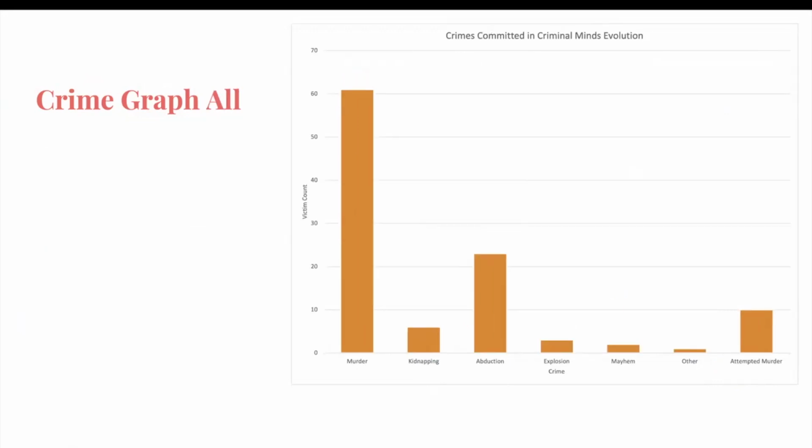This is the crime graph for all 3 seasons of Evolution. There have been just over 60 murders, quite a few abductions, quite a few attempted murders, and just a handful of kidnappings, explosions, mayhems, and others. Some victims may be counted twice if they were the victim of multiple attacks in different episodes.